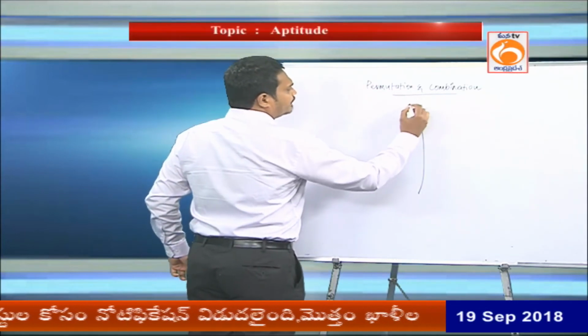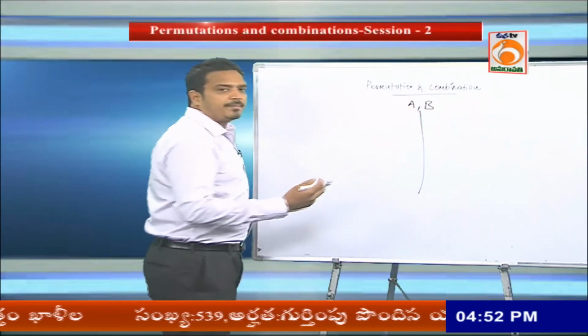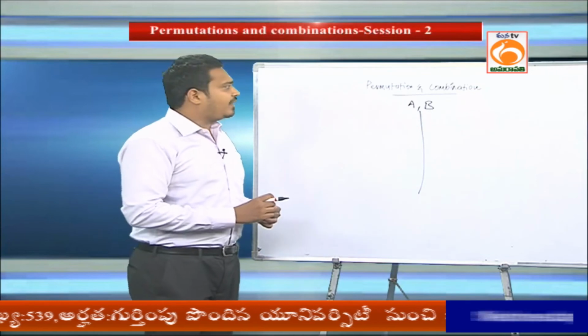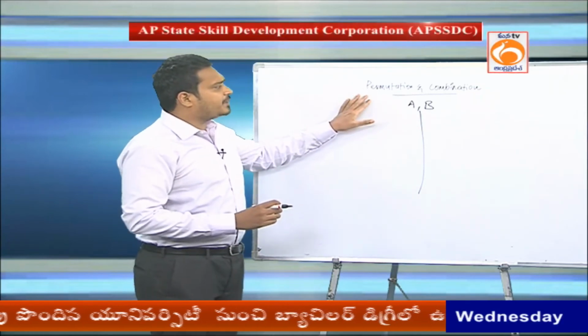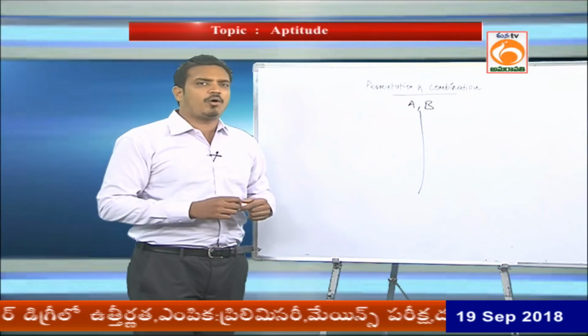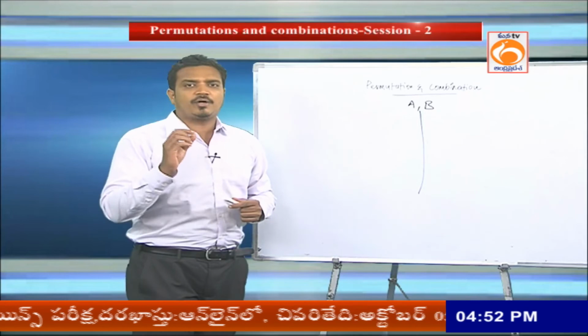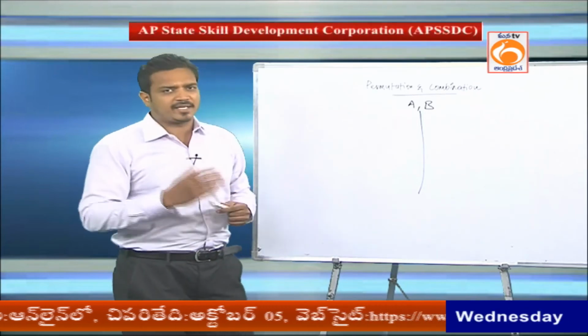Let's say, for example, we have two people, A comma B. Now what is meant by permutation and what is meant by combination? Very simple. Permutation always includes arrangement. It is nothing but arrangement. It is how you are going to arrange the variables or the parameters or the entities, whatever it is.